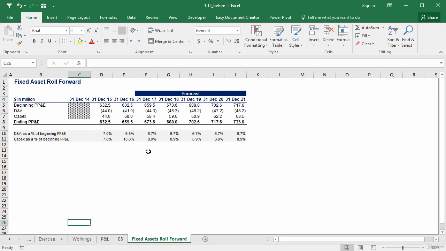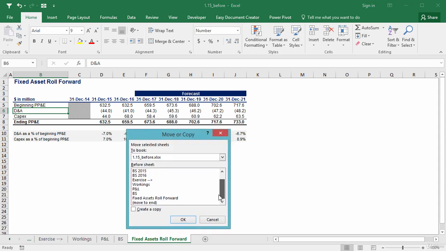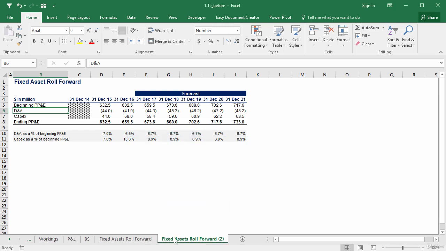In the previous lecture, we forecasted PP&E and D&A. Now, our focus will be financial liabilities. To be more precise, our next task is building a financial liabilities schedule. Let's create a copy of the fixed asset roll forward sheet and change its name to Financial Liabilities Schedule.